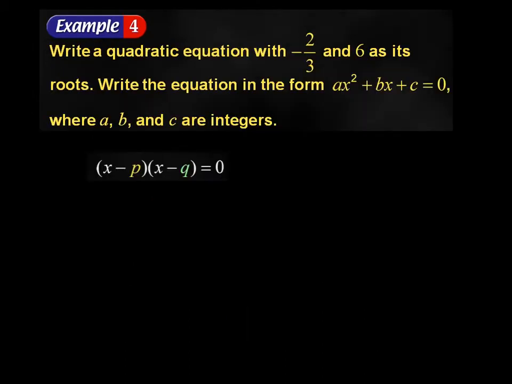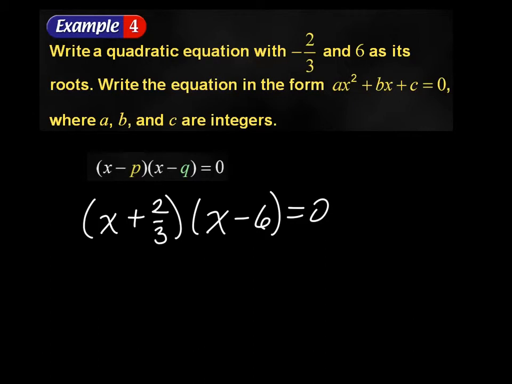Write a quadratic equation with negative 2/3 and 6 as roots. Write the equation in the form ax squared plus bx plus c equals 0, where a, b, and c are integers. So we're going to plug into our x minus one of the roots, so minus negative is going to be a plus, times x minus the other root.